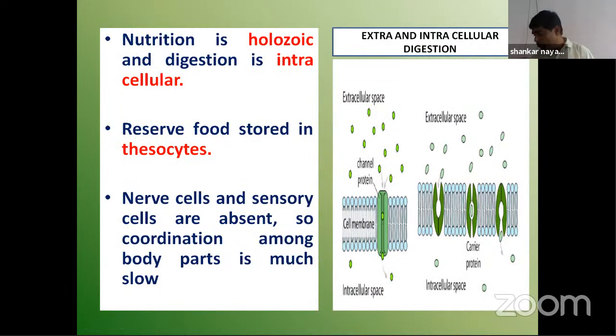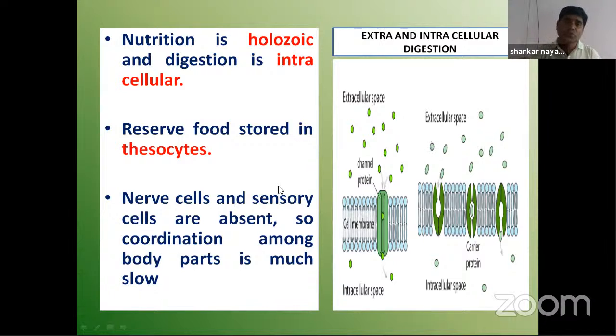Nutrition is holozoic nutrition, which is a type of heterotrophic nutrition, and the digestion is intracellular. If the digestion takes place inside the cell, that is called intracellular digestion. See, in this diagram, there is a cell membrane. If the digestion takes place inside the cell membrane, that is called intracellular digestion. If the digestion takes place outside the cell membrane, that is called extracellular digestion.